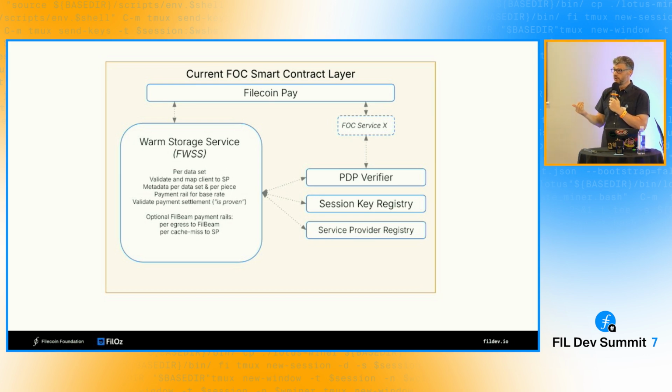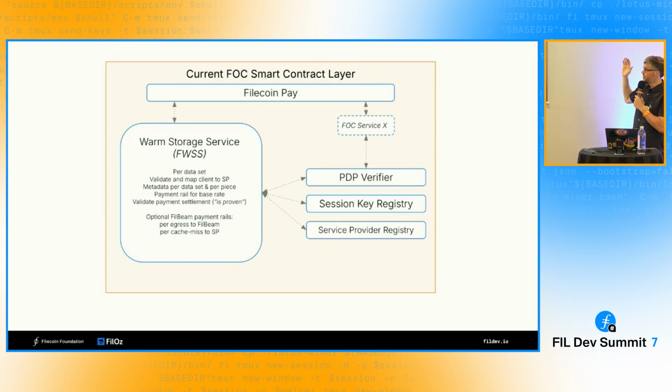And that's a per epoch rate. Now, at any time during the relationship, either party can settle that rail. So mostly that's on the SP to settle, but the client could potentially settle as well. But the SP shows up and says, I would like some money for the provision of my service during this period. So maybe it's the last few days. I'd like my money for the last few days because I've been proving the storage. Now, the SP will ask Filecoin Pay, can you settle my rail for that storage?